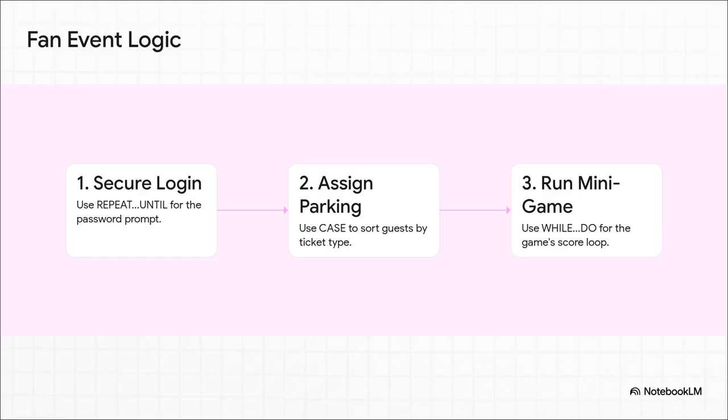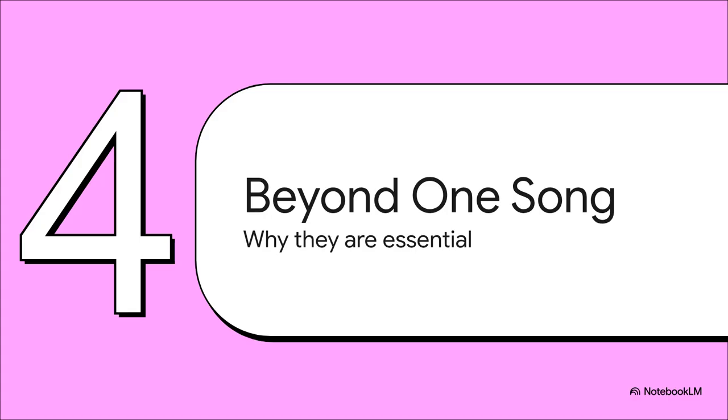First, that secure login. We need the password prompt to show up no matter what, right? So we grab our act first loop, repeat until. Perfect. Step 2, assigning parking spaces. Well, that's a classic sorting problem, so we use the case structure to handle all the different ticket types. And finally, step 3, the minigame. The game should only run while the score is below the target, so while do is the obvious choice. See, each part of the system has a problem, and one of our tools is built to solve it. And look, this isn't just some abstract exercise about a fan kiosk.